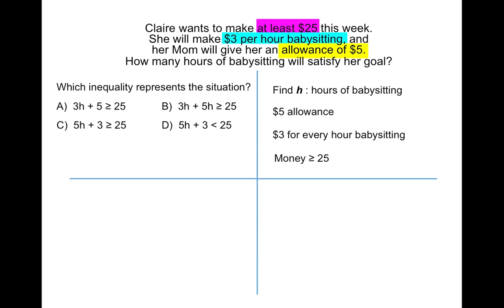Which inequality represents this situation? From babysitting, she'll earn 3 times the number of hours she babysits. Add on to that the $5 her mom gives her. We want that to come out to be greater than or equal to $25.